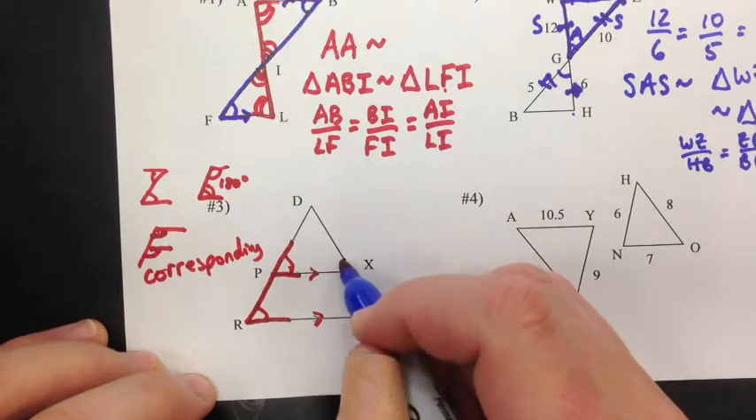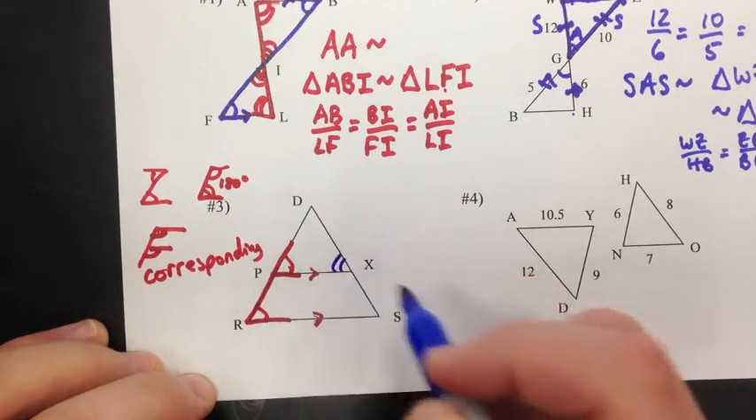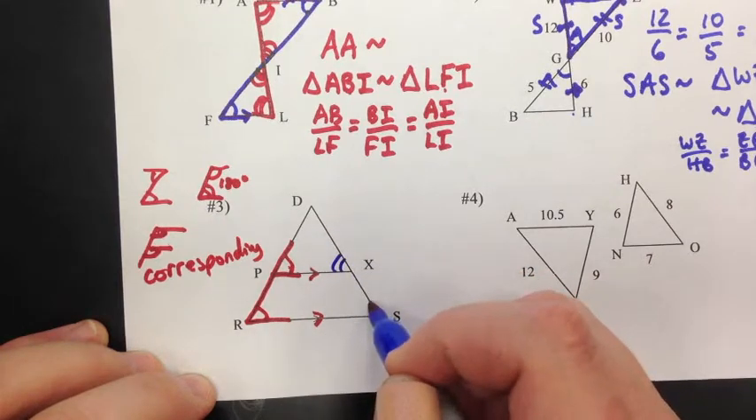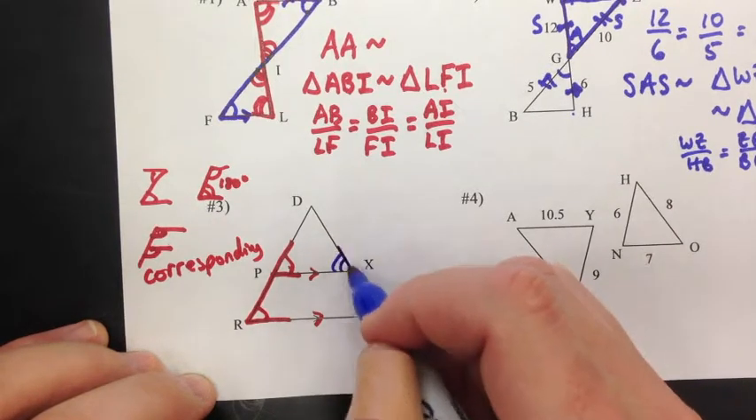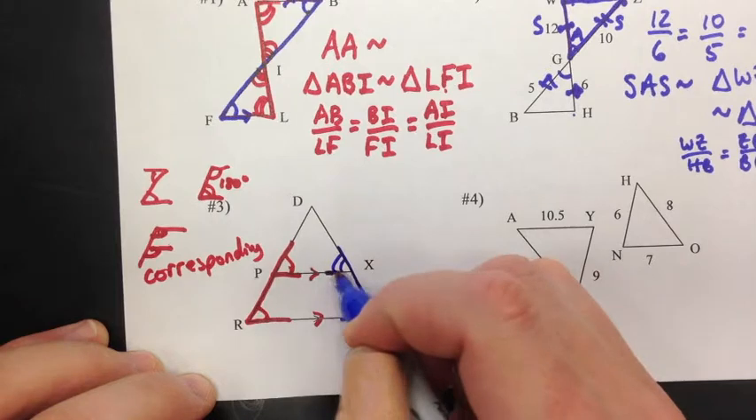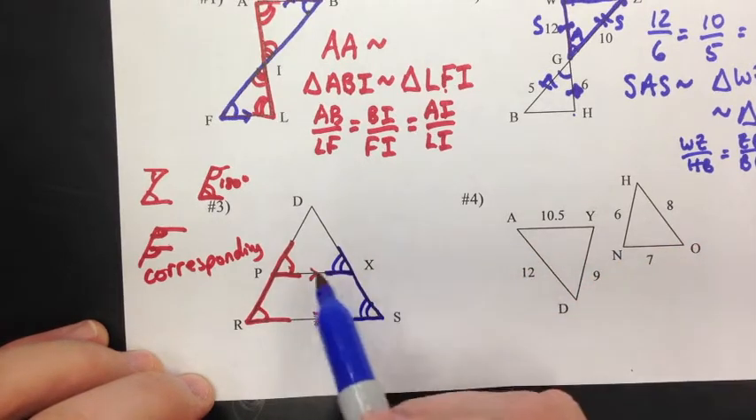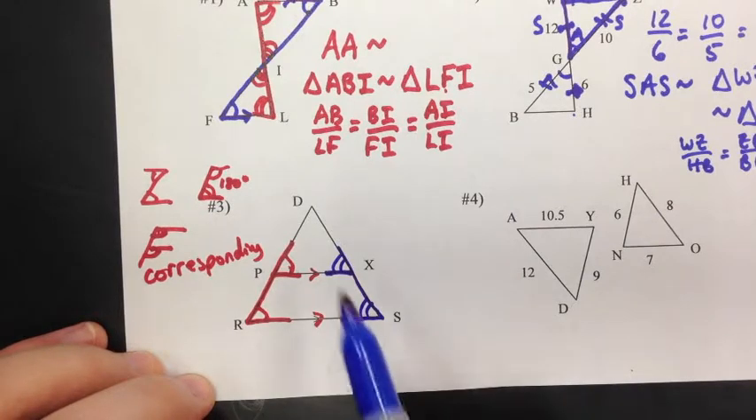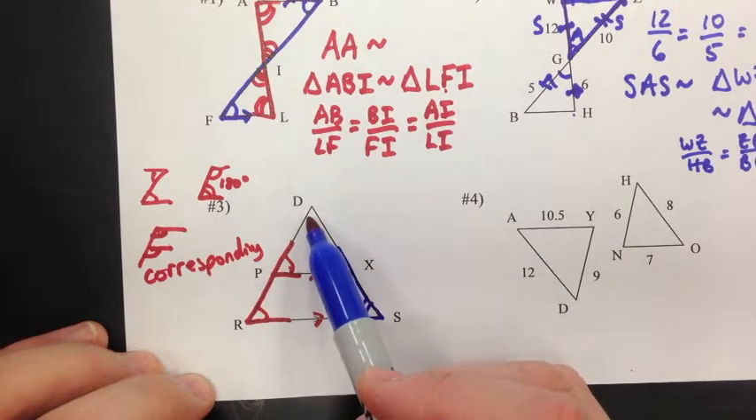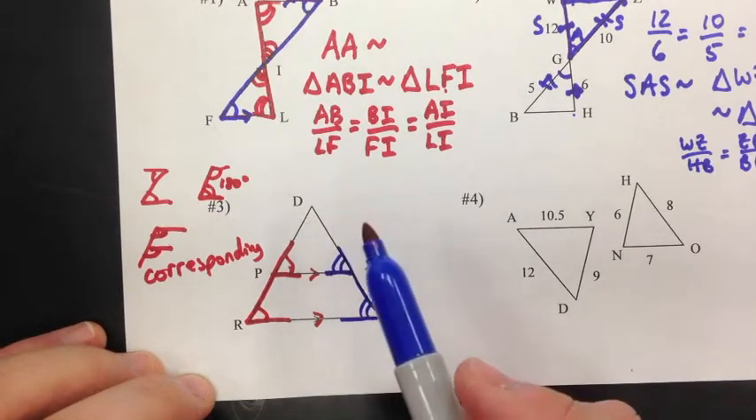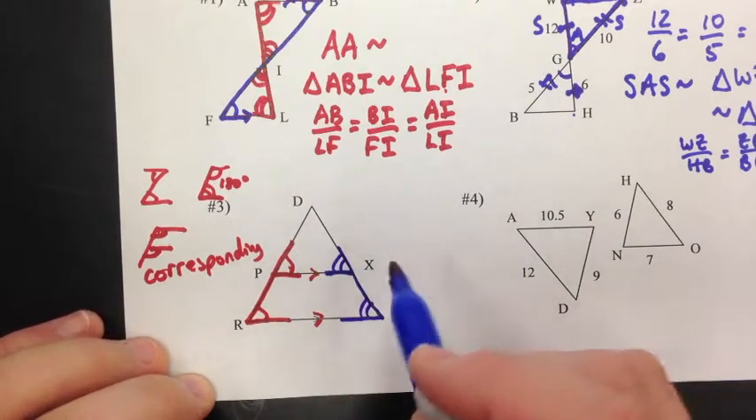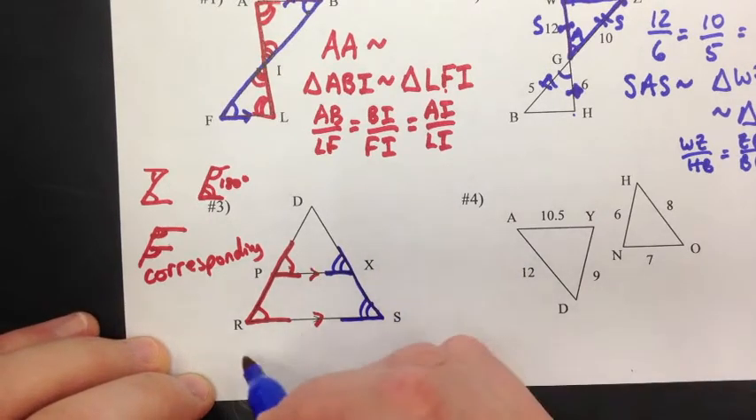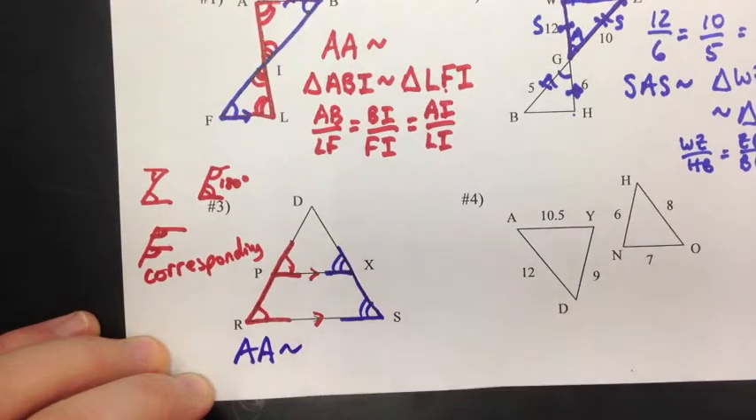And then angle DXP and angle DSR are also in the same position, just parts of different lines. So with parallel lines, those are the same and those are the same. Both triangles share angle D, so that would be a common angle. But right now we're done. We can write this as angle-angle similarity.